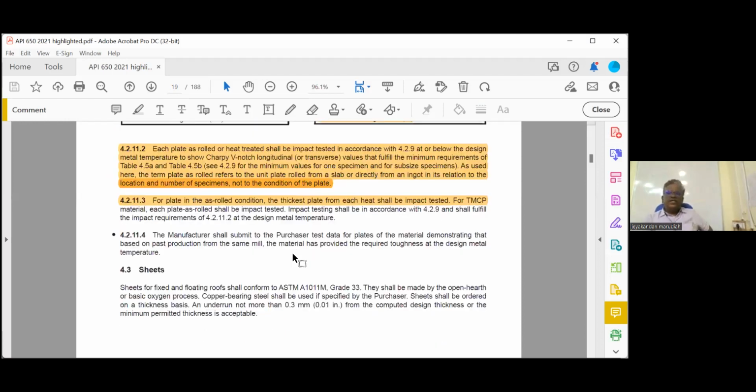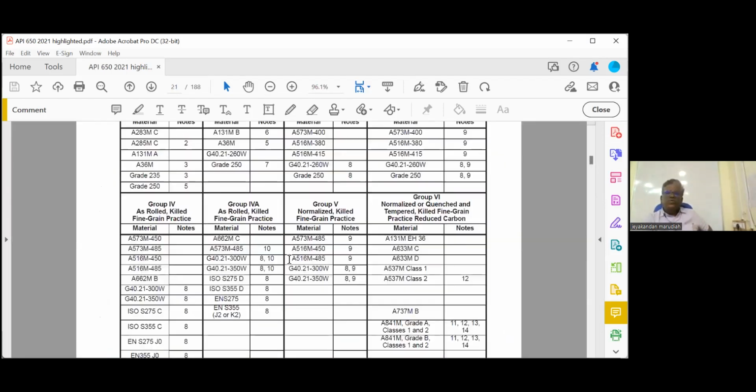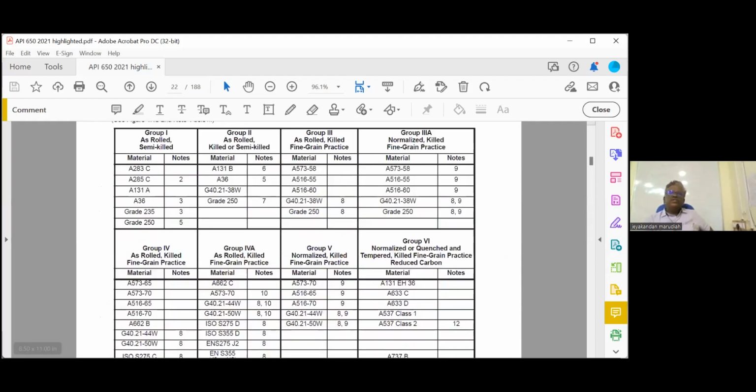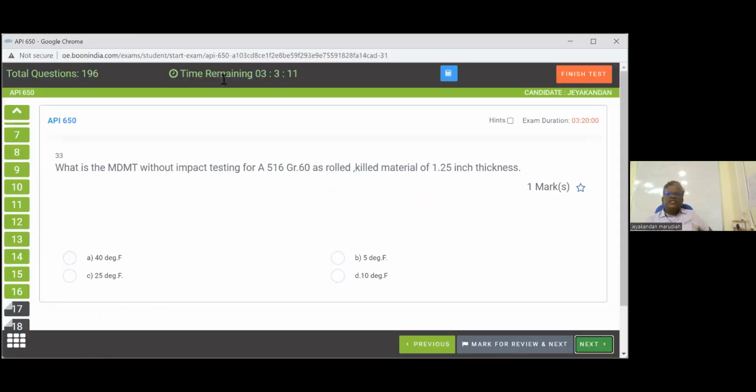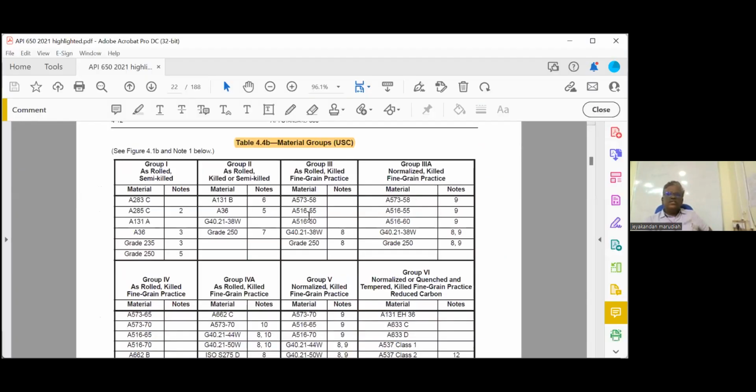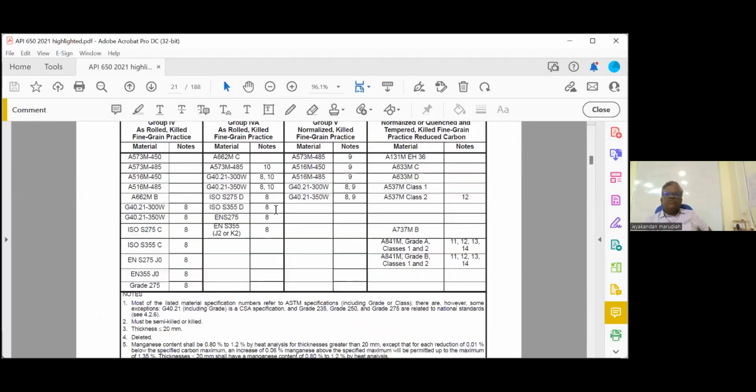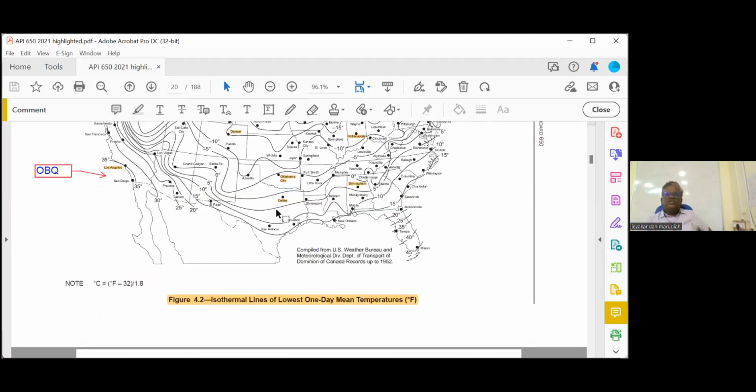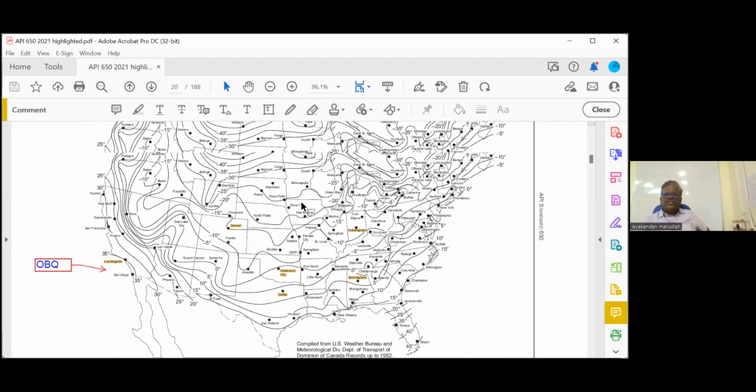So again I am telling, first we have to find the group. I will go back to the question. The question is A516 grade 60 as rolled, killed. So A516 grade 60 as rolled is group 3. So group 3 for 1.25, the formula is 60x minus 70. So the answer will be 5.